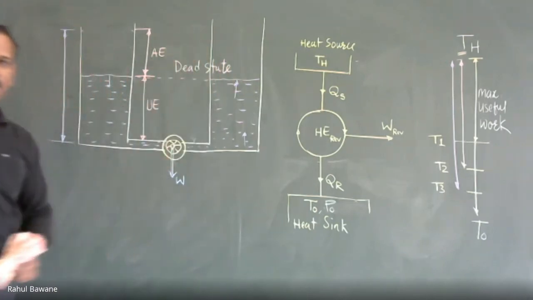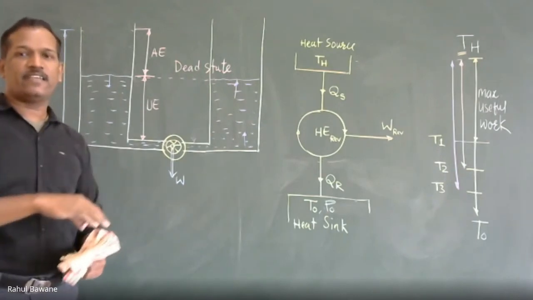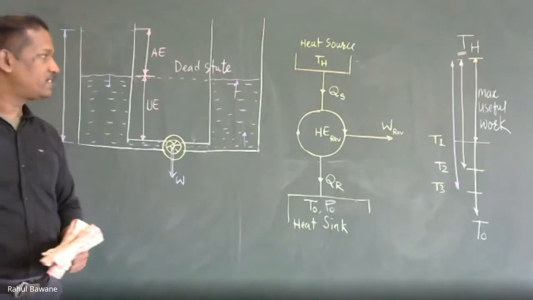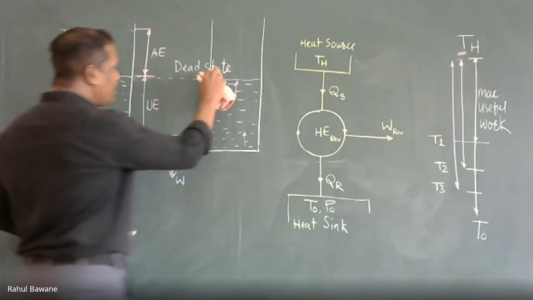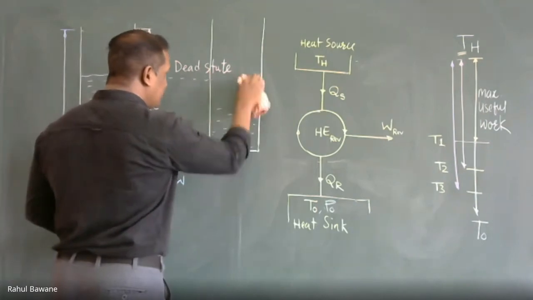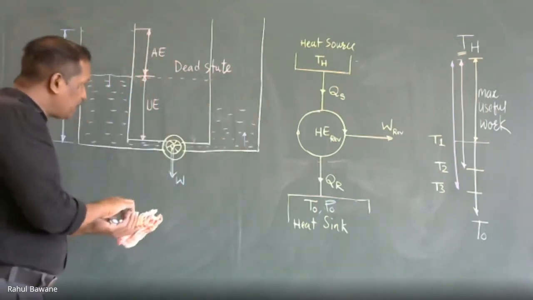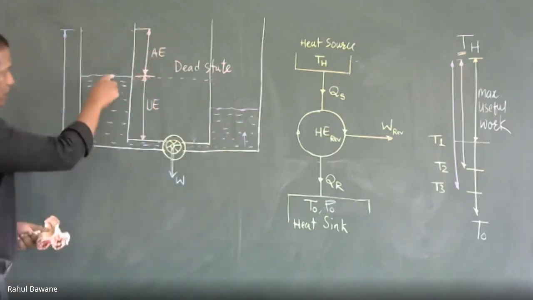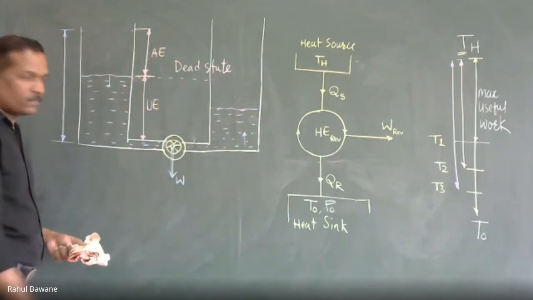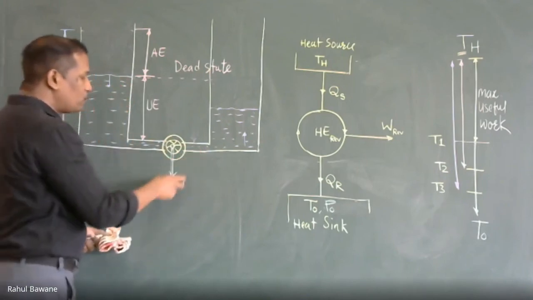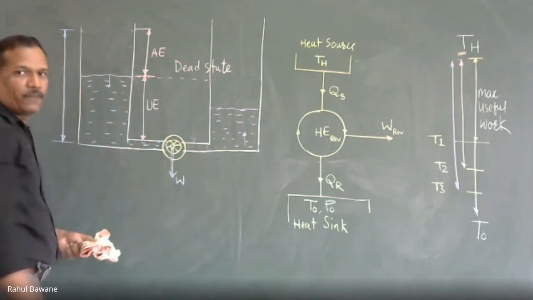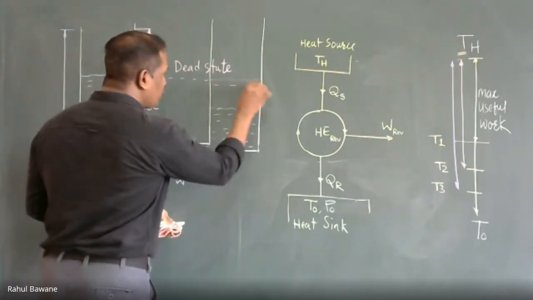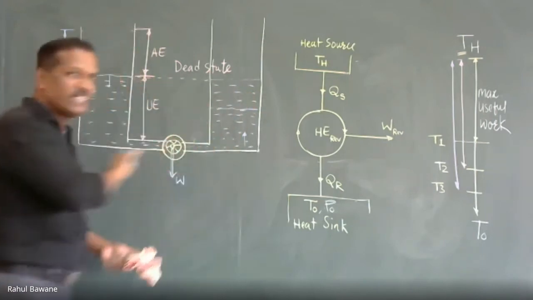That means after this, you can't extract any more amount of work done. Dead state. If your levels have some certain difference, then it is still possible. Still, both levels are not matched. That means there will still be a flow, still there will be extraction of work done. But when your levels get matched, then it reaches the dead state.